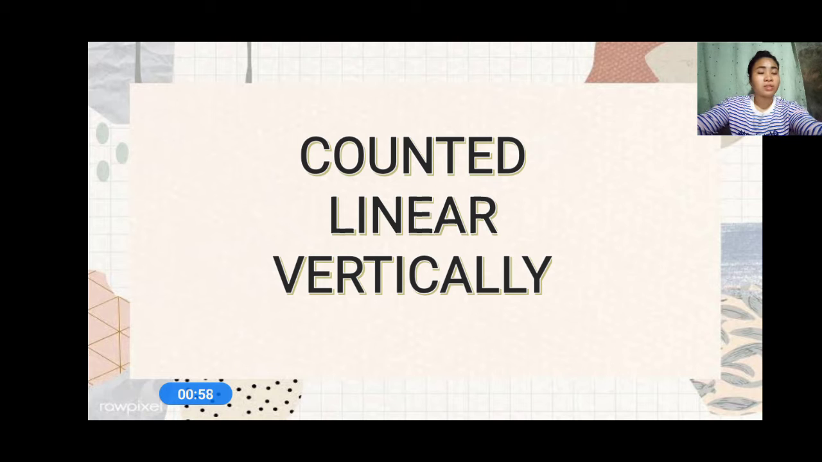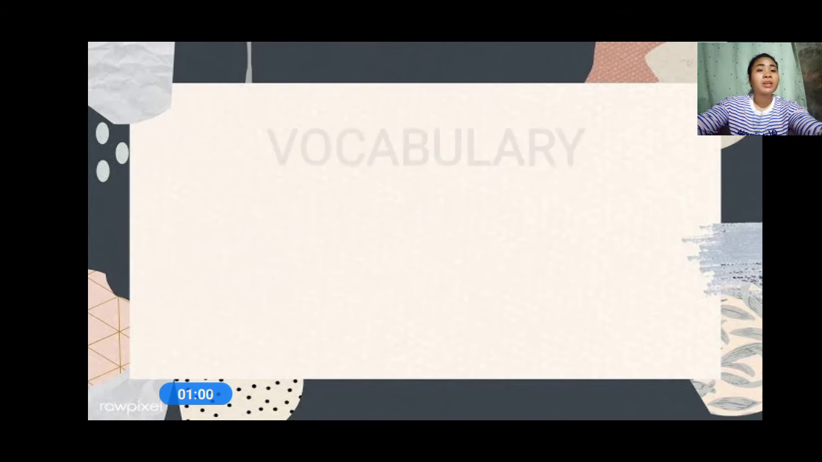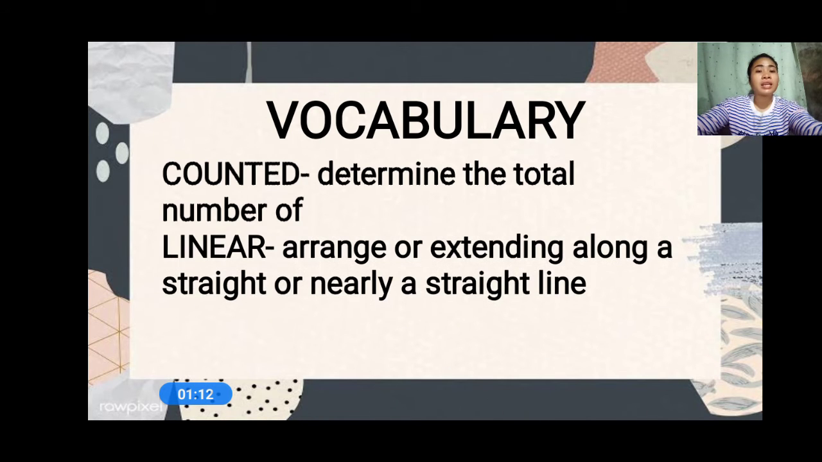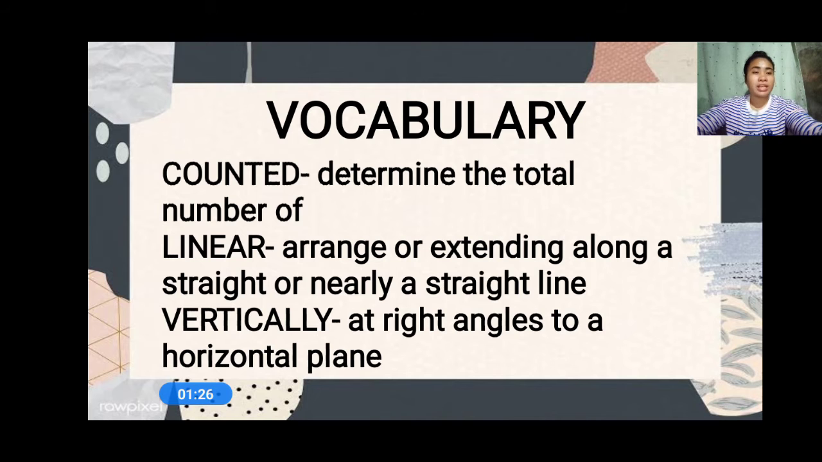Okay, so let us know the meaning of the words, everyone. When we say counted, determine the total number of something that is counted. Again, what is counted? Very good. And then, linear. So when we say linear, arranged or extending along a straight or nearly straight line. So what is linear, everyone? Very good. And then we have vertically. When we say vertically, at right angles to a horizontal plane. So those are the meanings of the words.